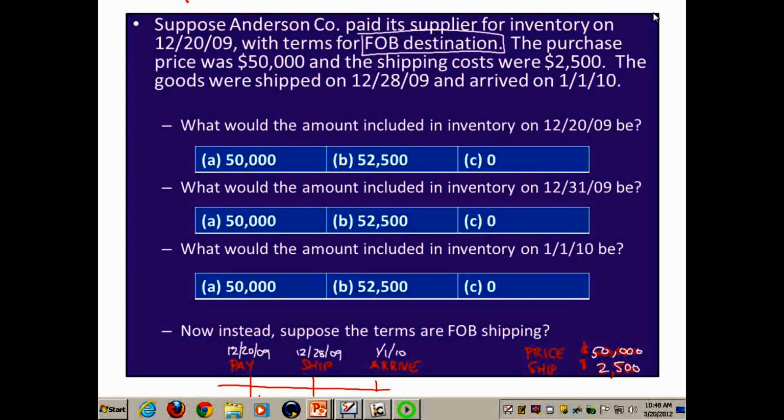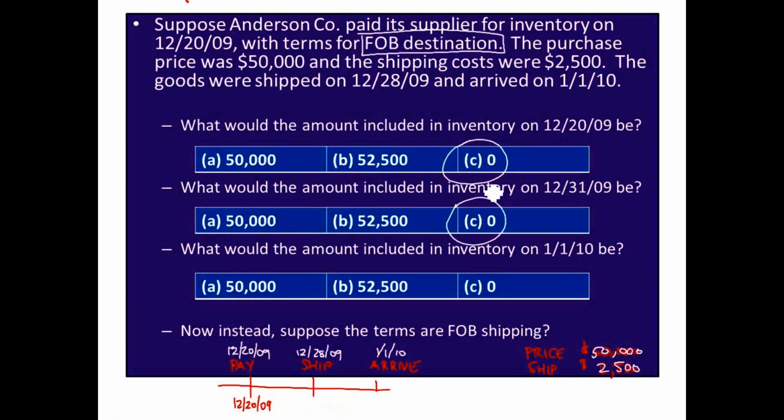Okay, so what are the terms of this contract? FOB destination. So when are the goods mine as the buyer? When they arrive at the destination, right? So have they arrived as of 12/28/09 or 12/31 when I close my books? No. So my cash has gone down. I have inventory receivable, but I don't have those goods yet. Okay, so I'm still sticking with 0.